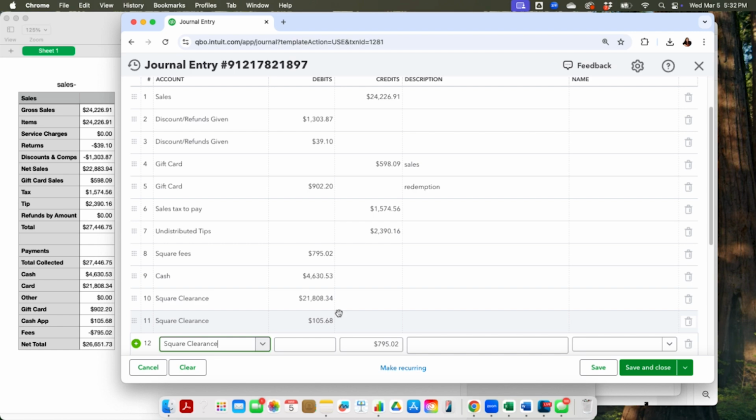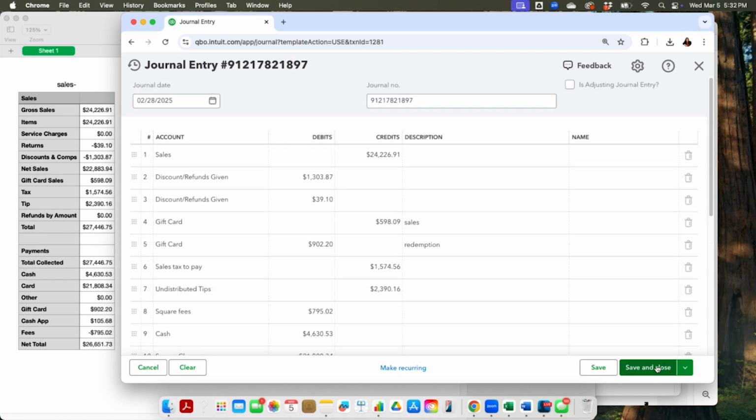because that's money that doesn't clear until the following month. So Square clearance, this is the money that was paid in credit card, already dispersed to you, and Cash App, 105.68. Okay, now for those of you who have other things such as Uber Eats and DoorDash or whatever third-party app you use, if you have a restaurant, you want to make sure that you do a separate journal entry to remove or to account for those transactions. Okay, for this journal entry, this is all we're gonna do, and we're gonna save and close.